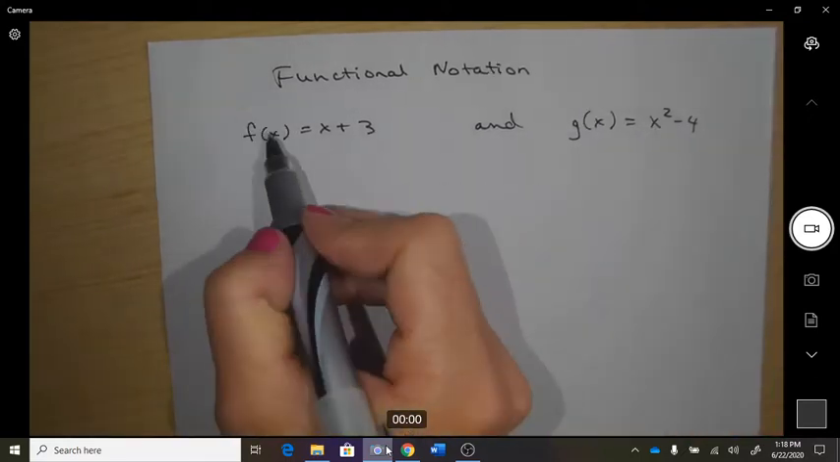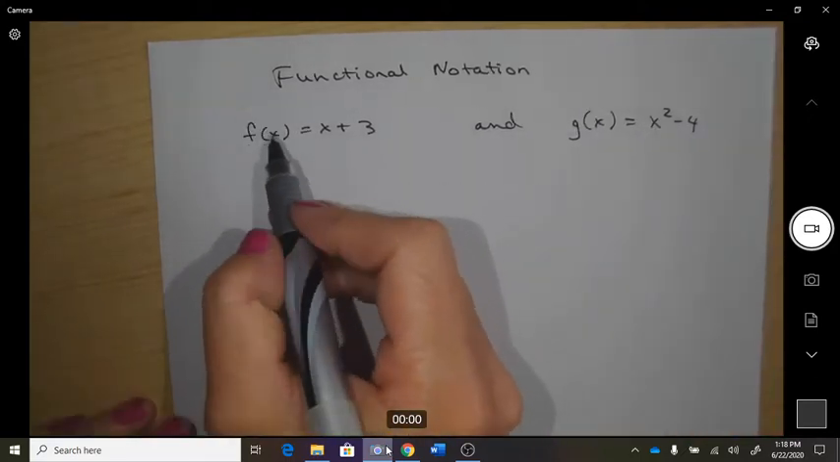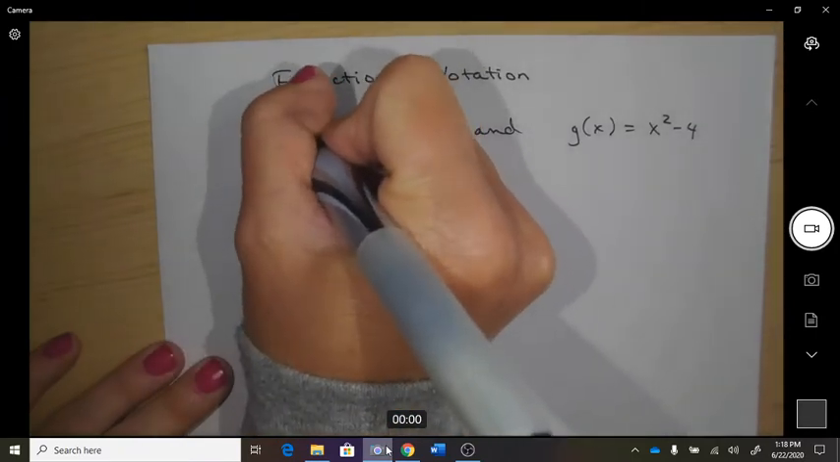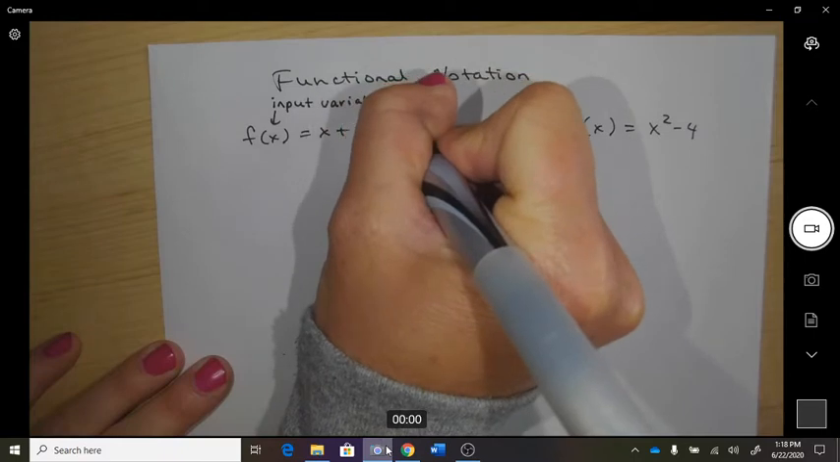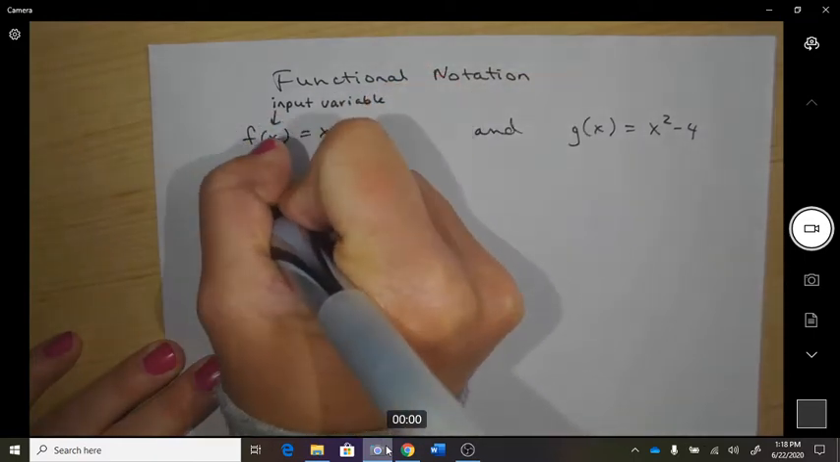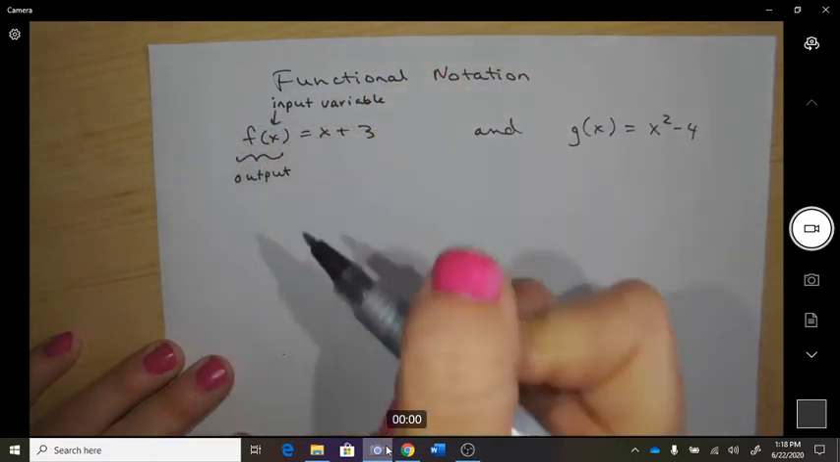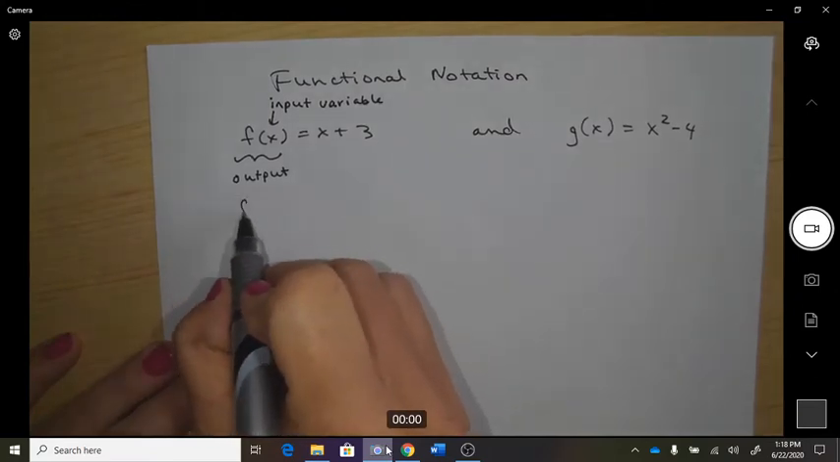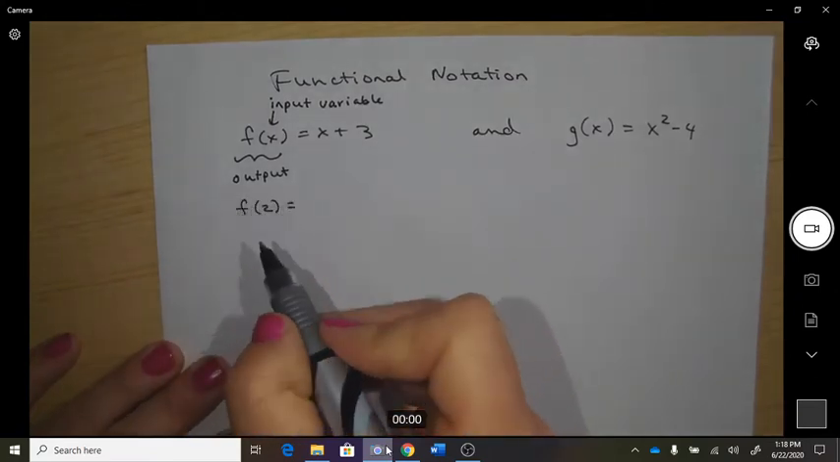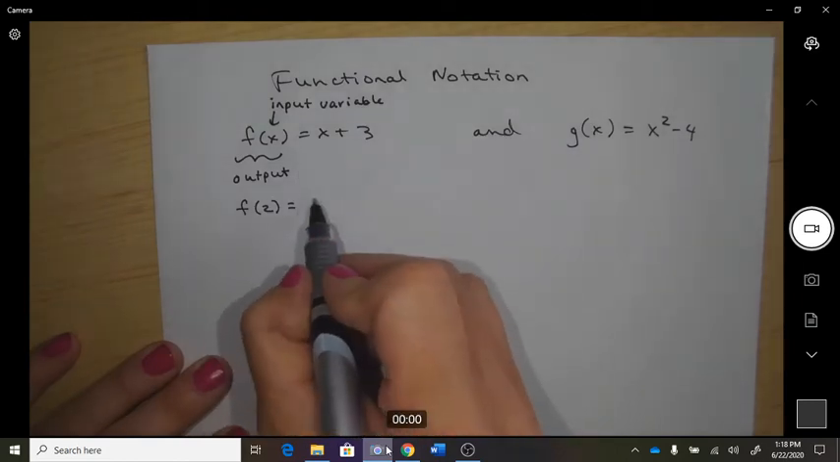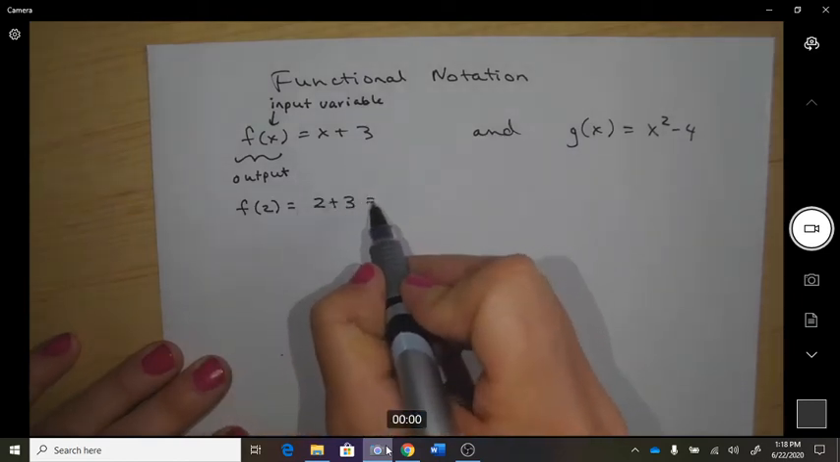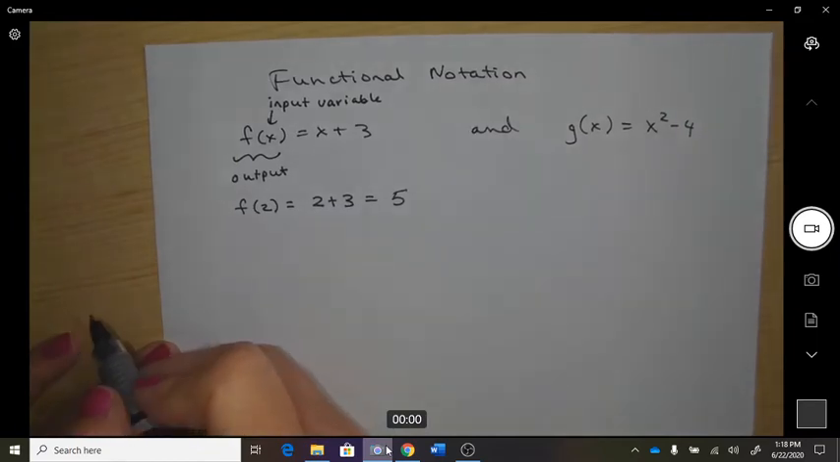And when I say of x, this means that this is your input variable, and f of x would be your output. So what is f of 2? It means input a 2 into the x position. So 2 plus 3, so f of 2 equals 5.